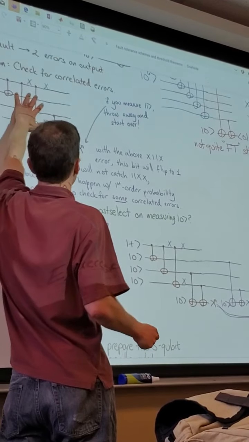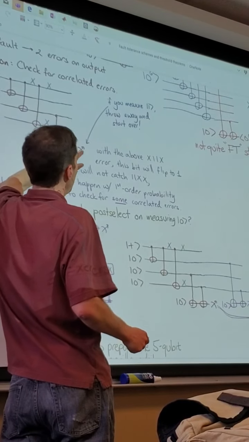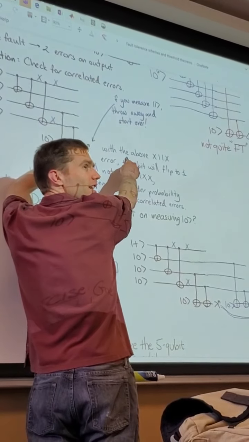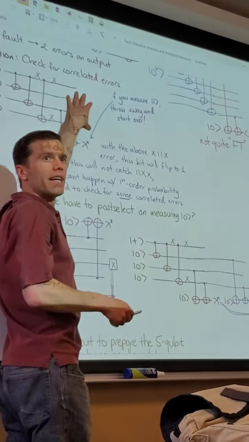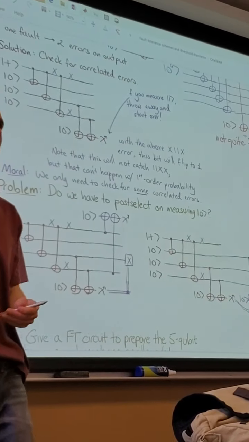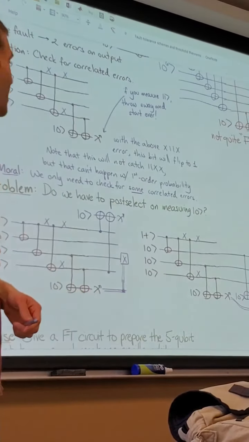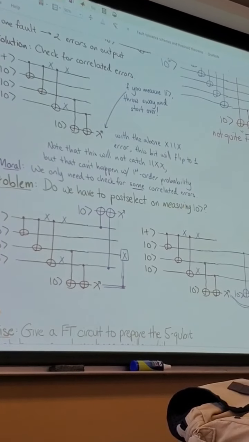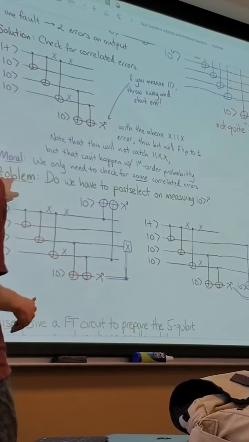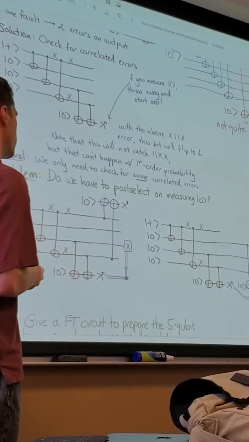I prepared this CAD state. I checked this CAD state. Even if this measurement succeeds, I had to wait like half an hour before I could use this CAD state for anything interesting. And if you're going to wait half an hour, there's all sorts of noise being introduced. So it makes your life a lot harder. So there are better ways. Yeah. So that's what I'm asking here. Do we have to post select?